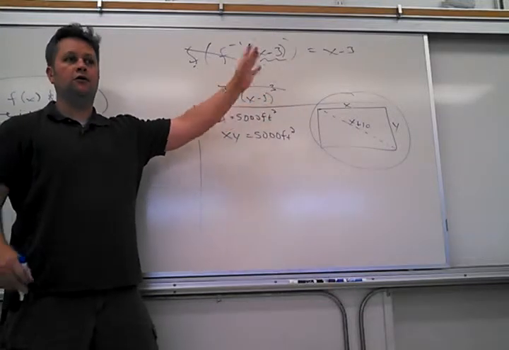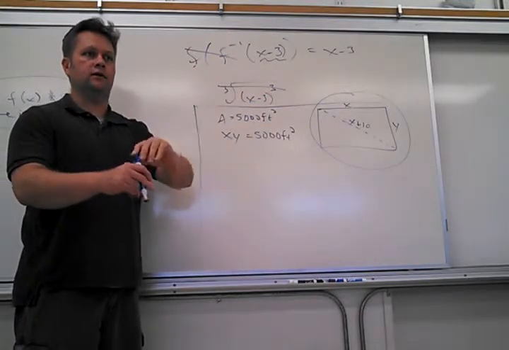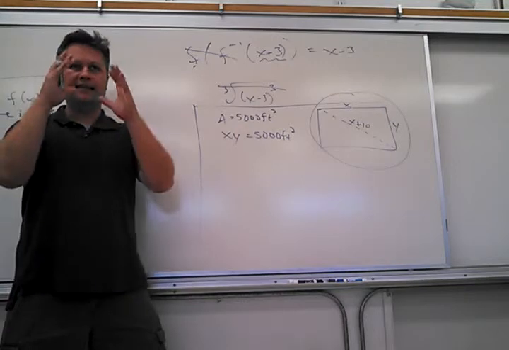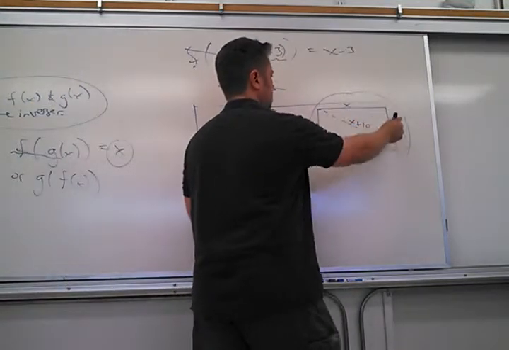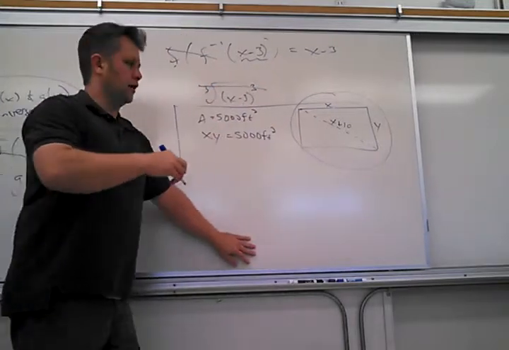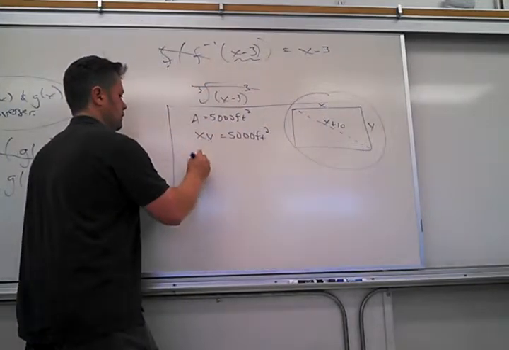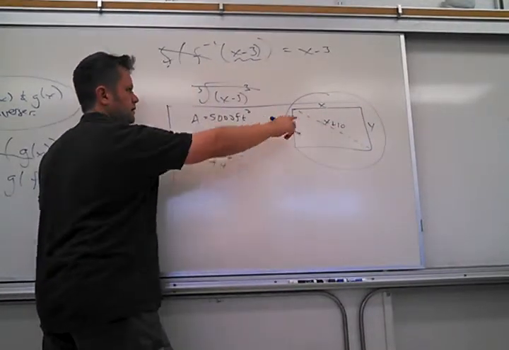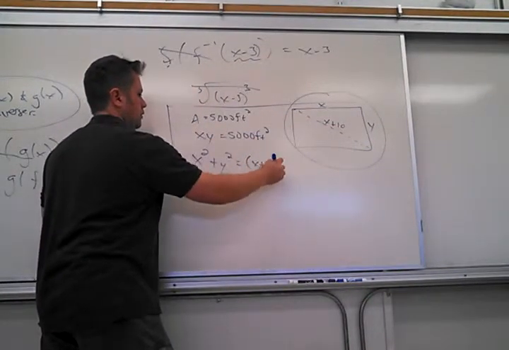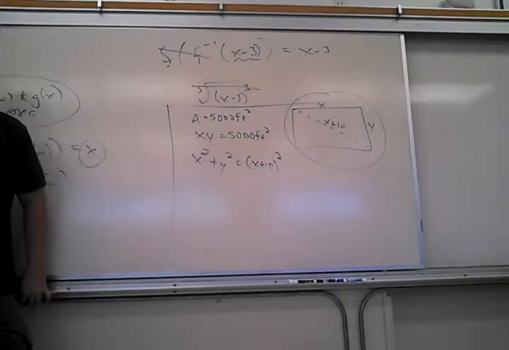Well, I know it's a rectangle, so what kind of triangle is in there? A right triangle, because it's got a nice 90-degree angle. So what's true about the sides? X squared plus y squared equals the square of the hypotenuse. I love it. So I know that x squared plus y squared, the two legs, must equal the square of the hypotenuse.